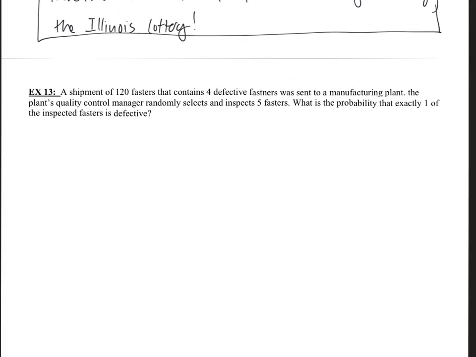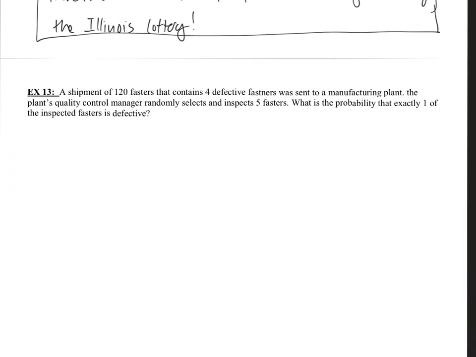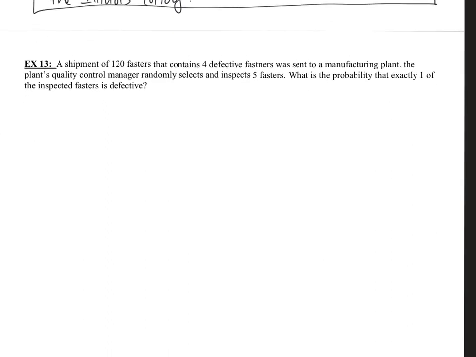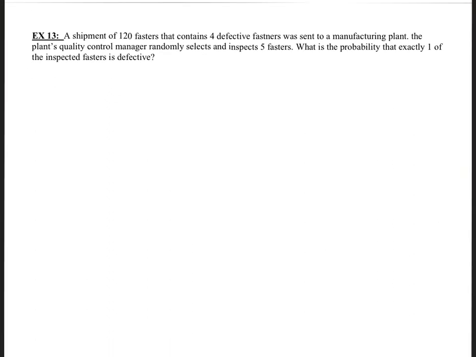Alright, so example 13, the last example for this section. A shipment of 120 fasteners that contains 4 defective fasteners was sent to a manufacturing plant. This sounds familiar. The plant's quality control manager randomly selects and inspects 5 fasteners. What is the probability that exactly one of the inspected fasteners is defective? Alright, so what are we looking for? We're looking for the probability of 1 defective fastener.